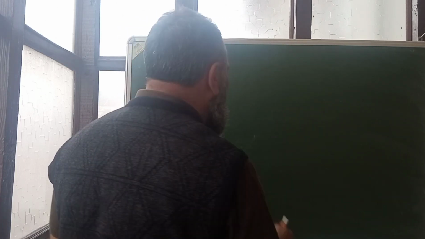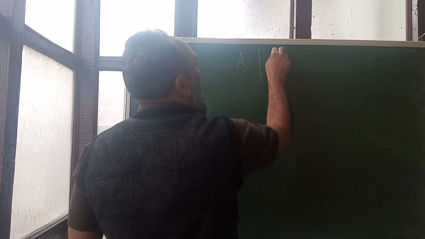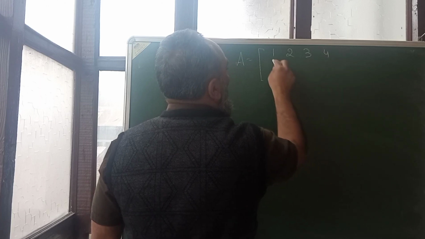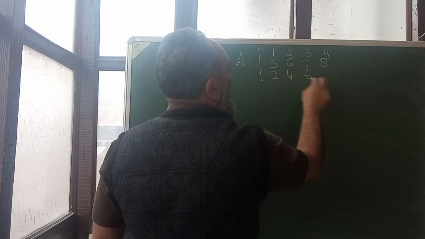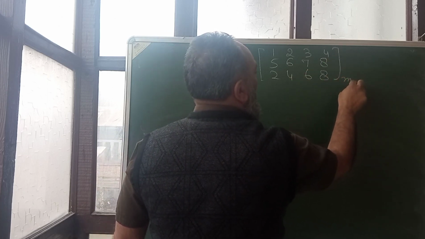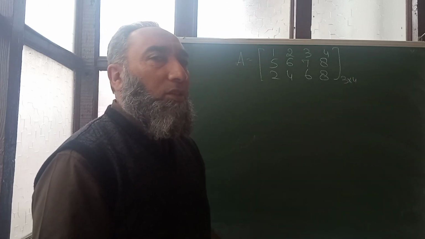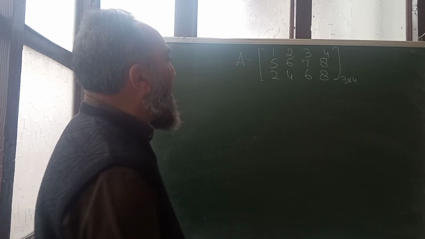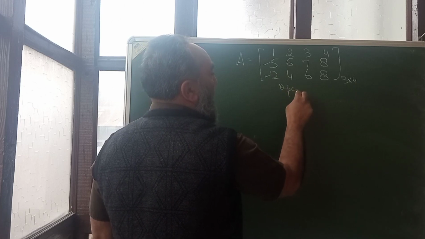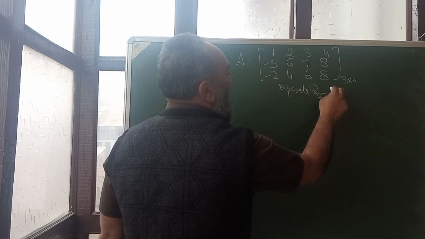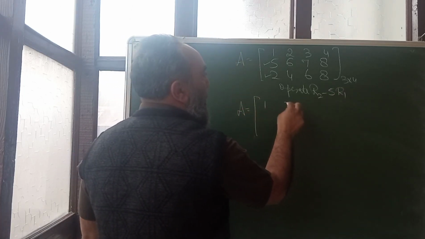See, let me take up the same exercise which we have done just now. You have 1, 2, 3, 4, 5, 6, 7, 8, 2, 4, 6, and 8. This is the matrix of order 3 by 4. You have seen that its rank is 2. Now what I have to do is make this 0 and this 0. Now let me operate row 2 minus 5 times row 1. A is equal to 1, 2, 3, and 4.